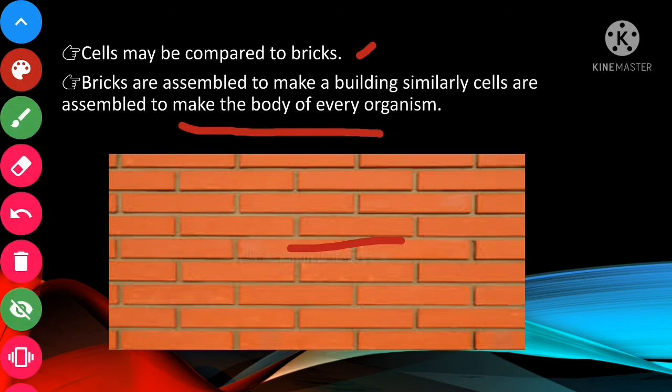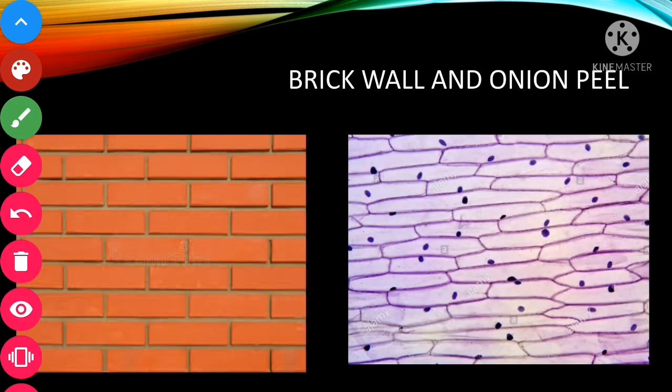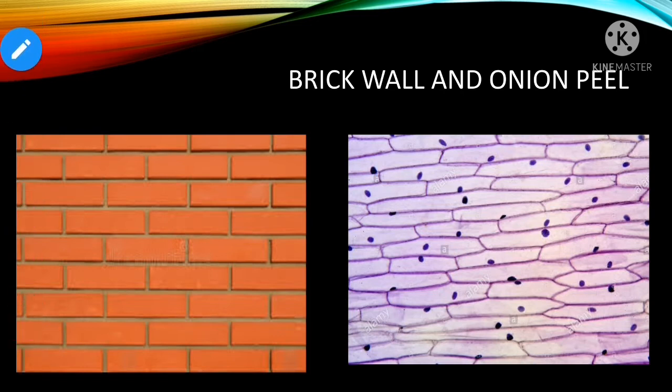Okay. So let's move to the next one. The cell was first discovered by Robert Hooke. Okay, the cell was first discovered by Robert Hooke in 1665. So here let's compare a brick wall and an onion peel cell.